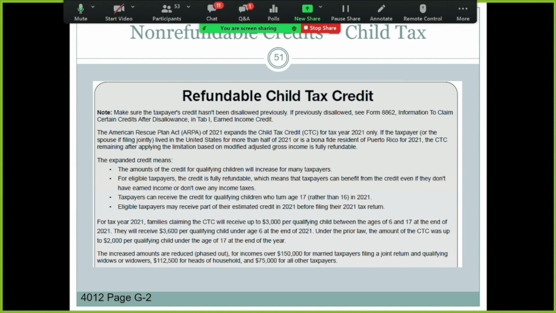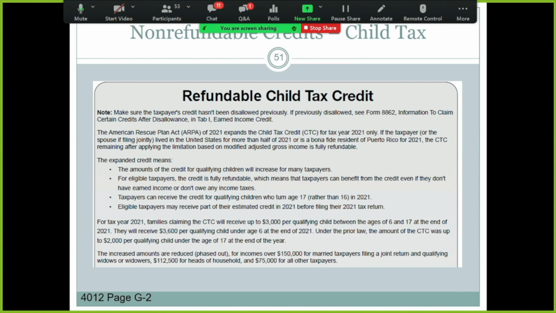And how will you know this? You would ask the taxpayer in your probing. The expanded credit means the amounts of the credit for the qualifying children will increase for many taxpayers. For eligible taxpayers, the credit is fully refundable, which means that taxpayers can benefit from the credit even if they don't have earned income or don't owe any income tax, which means that's money in their pocket.